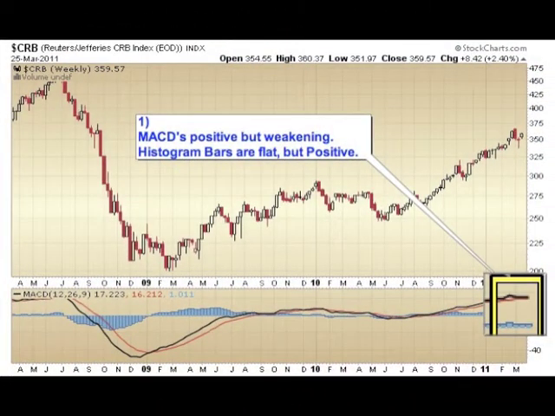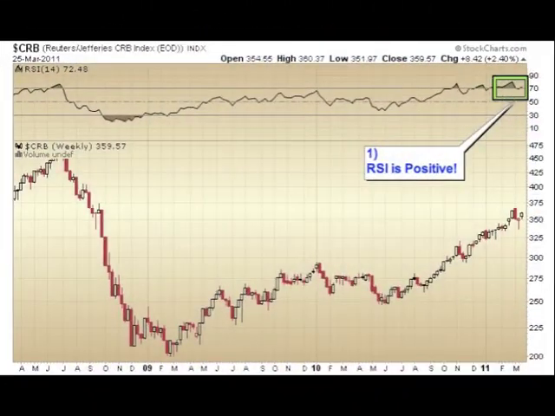And a look at the MACDs. They're positive but weakening a bit here. And the histogram bars, they're flat but positive too. So we went ahead and gave this one a yellow mark. And up top, the relative strength index is still positive in overbought territory, but we gave this one a green mark.